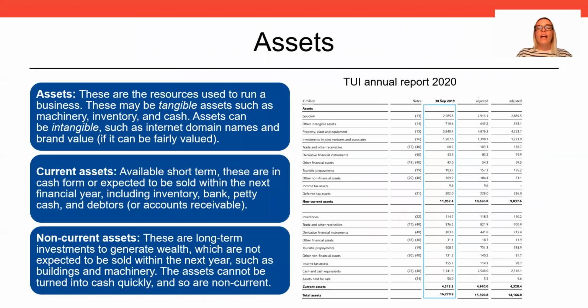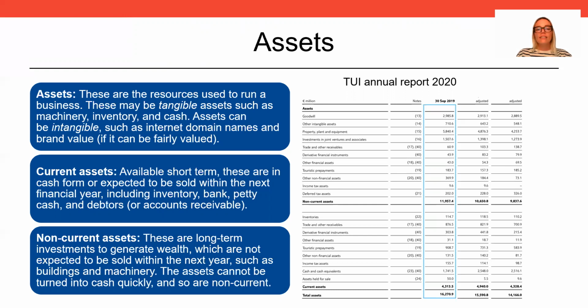When we think about the different elements of assets and liabilities, we can break these down. So there are a number of different types of assets that a company will care about. The first are the resources that are used to run a business. They could be tangible assets such as machinery, inventory, or cash. They can be intangible too, such as an internet domain name or brand value, if you can find a way of fairly valuing it. We'll look at that again in marketing.